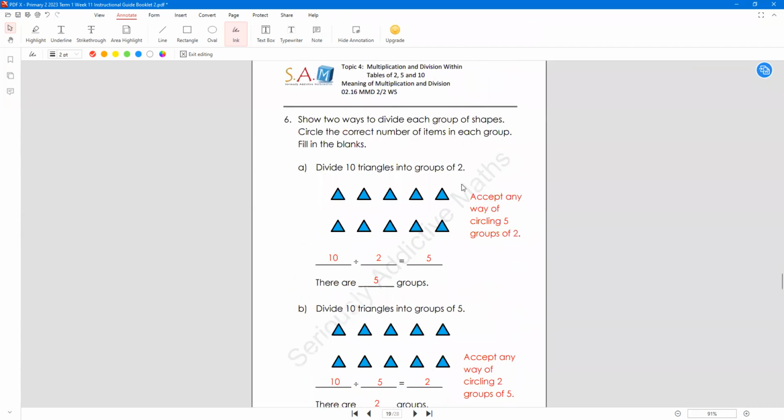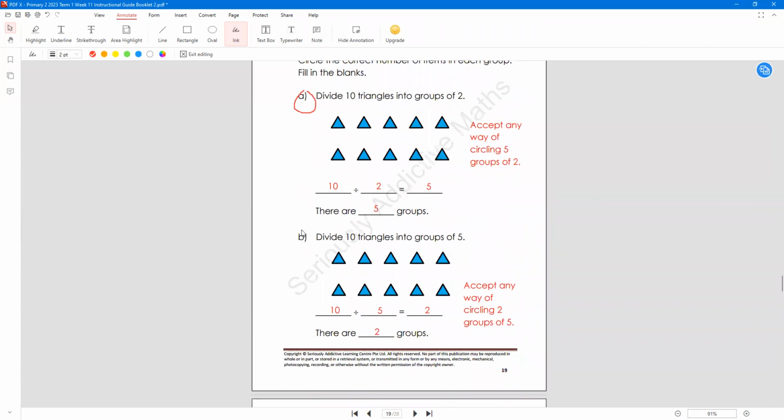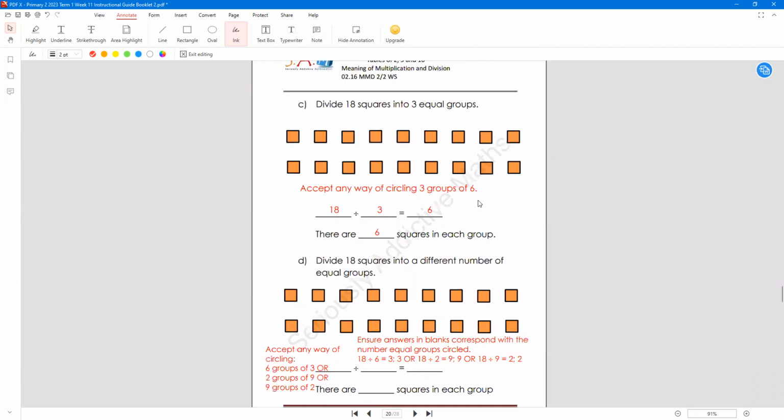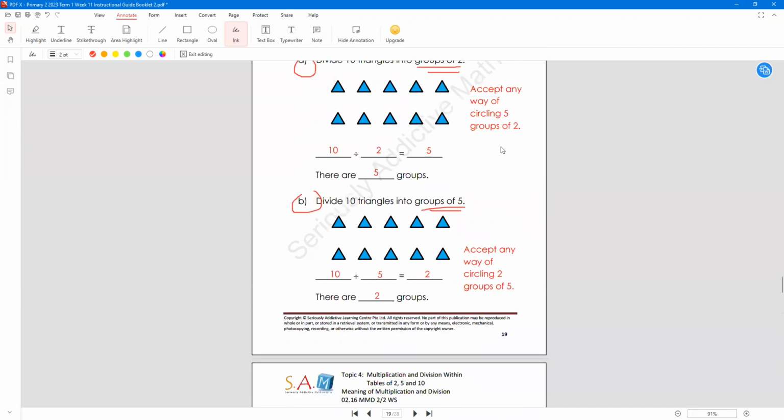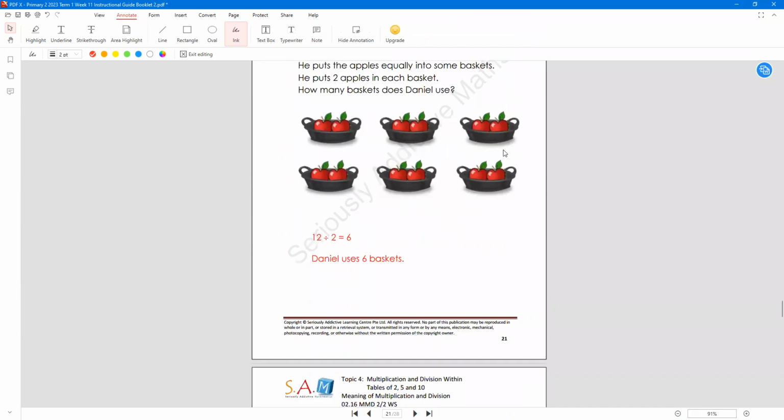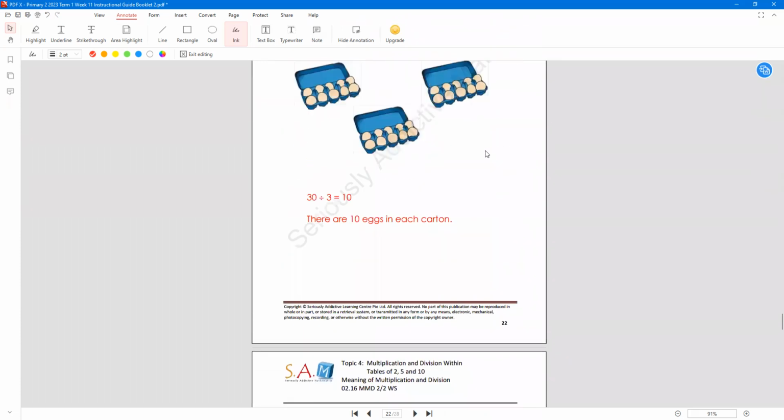Okay, you can get them to do a few more practices if you like. So question 6 is good to do because that differentiates how you divide 10 triangles into 2 groups and how you divide 10 triangles into groups of 5. Sorry, this is not 2 groups, into groups of 5. Whereas this one is into 3 equal groups, right? So now they got to split into 3 equal groups. So maybe do these questions here on page 19 and page 20. Okay, then do one word problem with them.